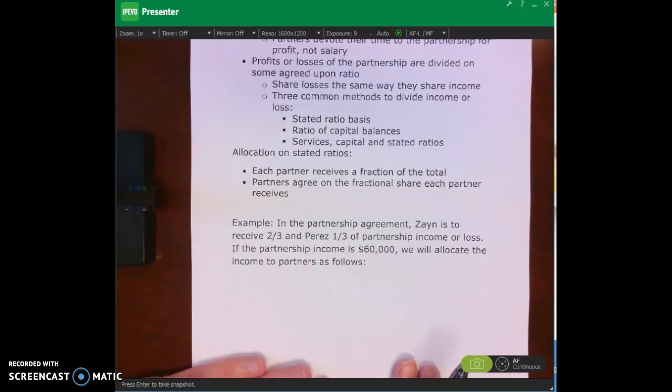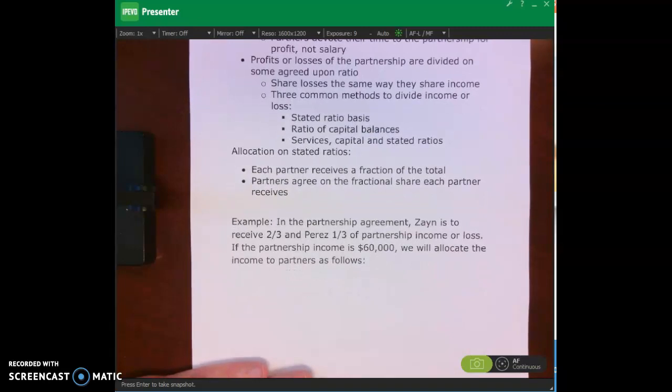Okay, so allocation on stated ratio. And we look at our example right here. It says in the partnership agreement, Kayla receives 2/3 and Perez receives 1/3 of partnership income or loss. If the partnership income is $60,000.